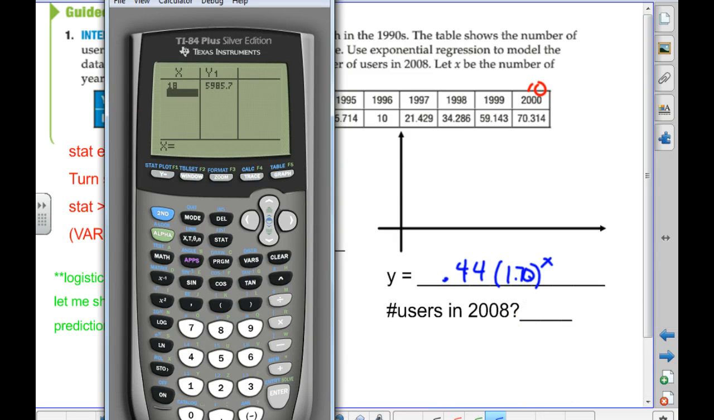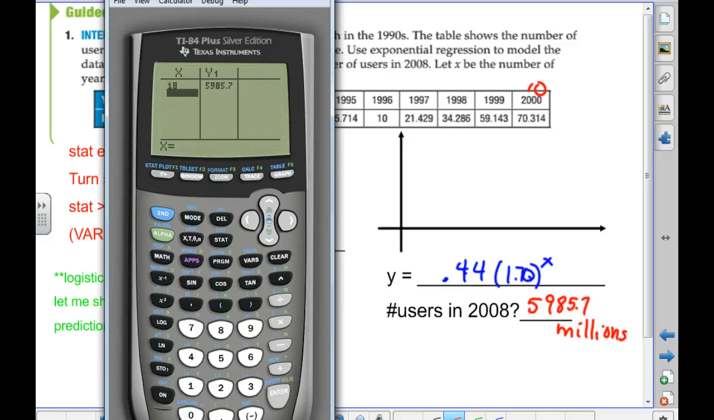All right, so on this blank down here, we're going to write 5985.7, and that's millions of users. So it would really be better to say roughly 6 billion, but I'm just going to go with that for right now.